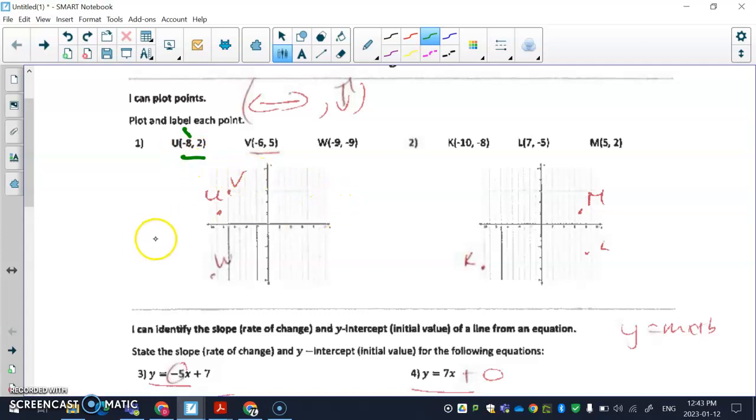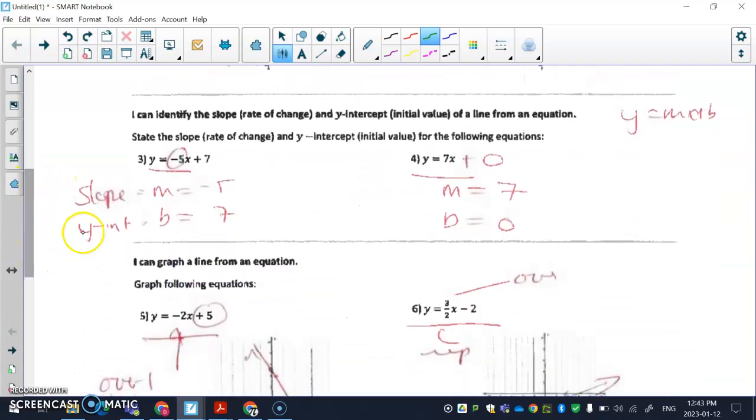So I want to go left 8, up 2, boom. Left 6, up 5, left 9, down 9. Boop, boop. Over here, left 10, down 8, right 7, down 5, right 5, up 2. Okay, so those are just plotted points.